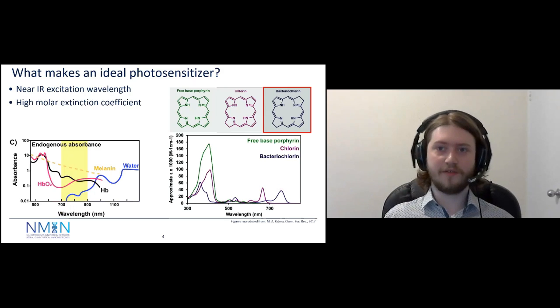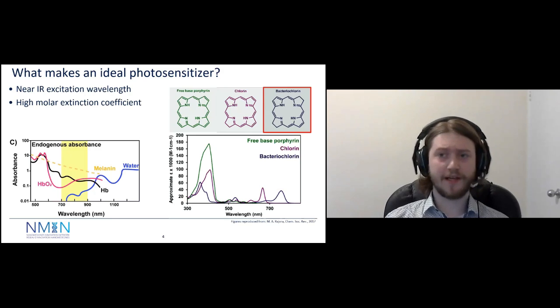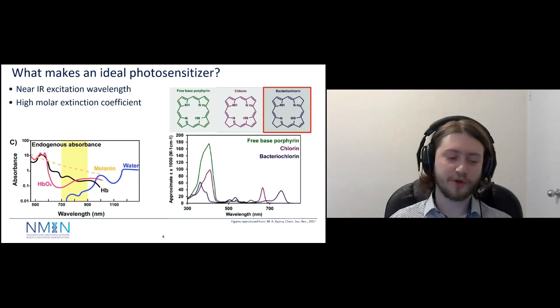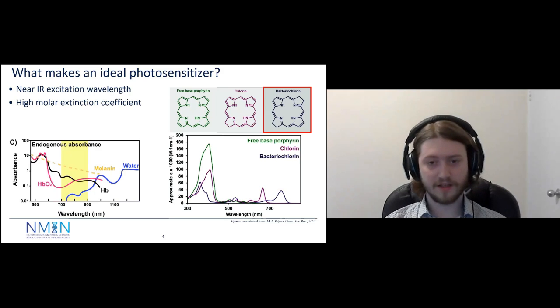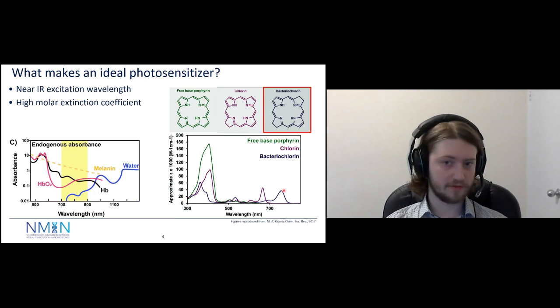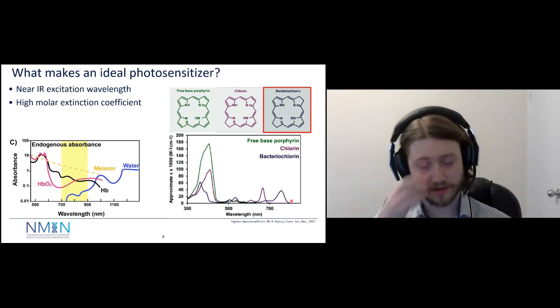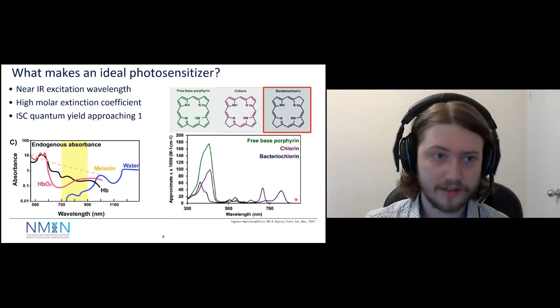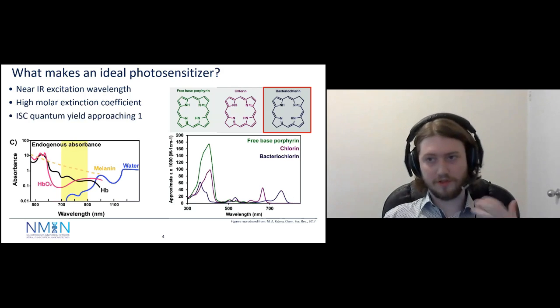Additionally, we would like to have a high molar extinction coefficient. This should be intuitive, as the greater the molar extinction coefficient, the more likely it is that any incident photon will actually be absorbed, resulting in a photochemical reaction. To this end, we can see that bacteriochlorins have quite high molar extinction coefficients of approximately 40,000 per molar per centimeter.